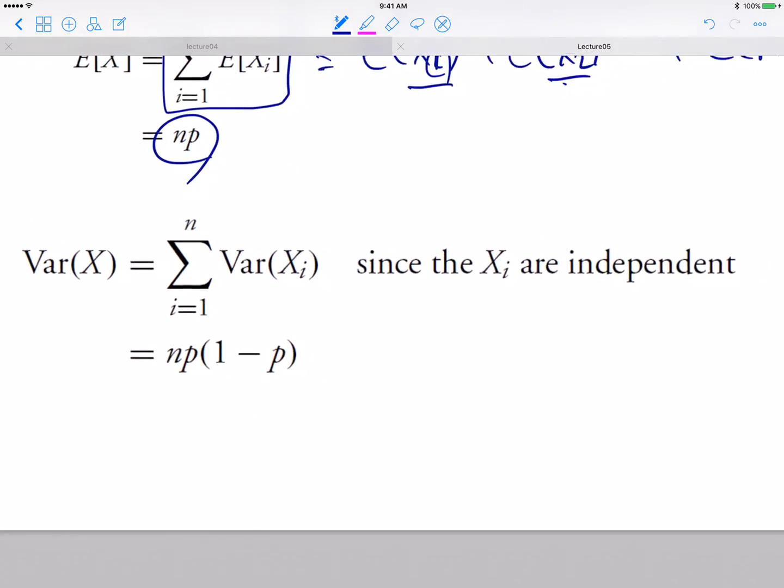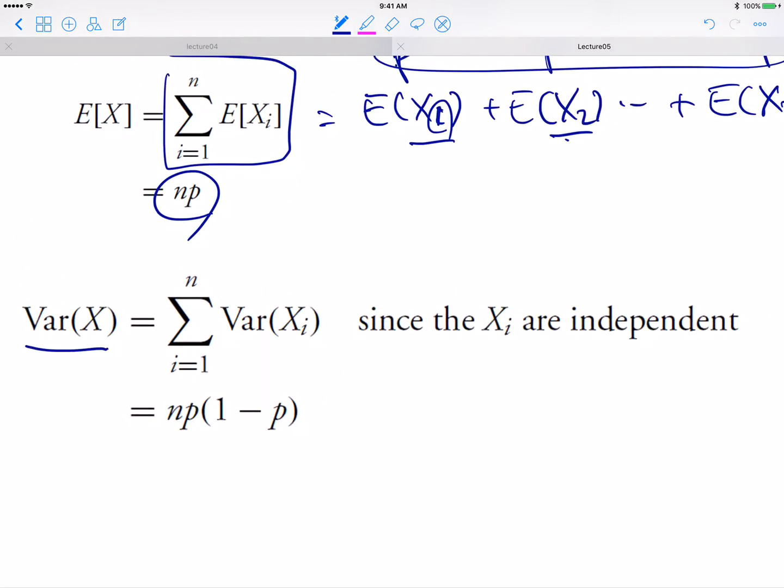And in the case of variance, we can write it as the sum of these variances. And how can we write this variance as the sum of the variances of each xi? Can anyone tell me the reason? So why is this equation true?